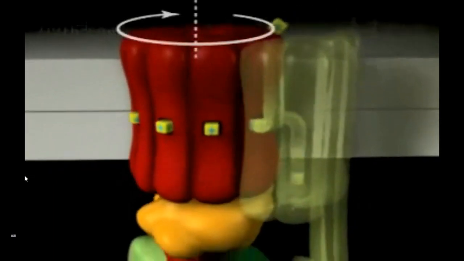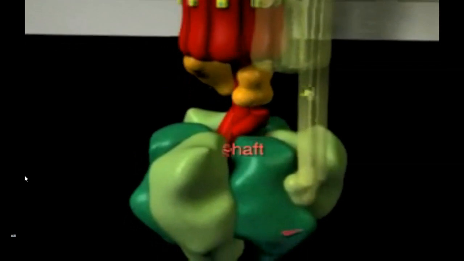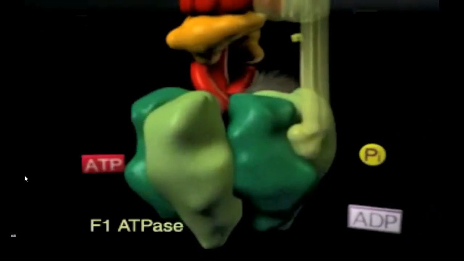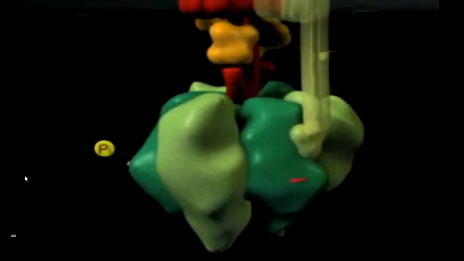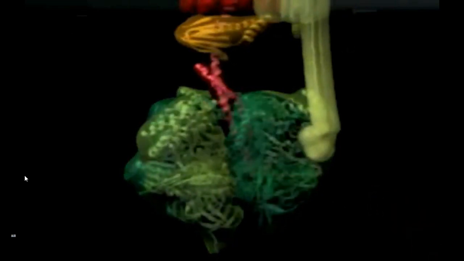In this way, the energy stored in the proton gradient is converted into mechanical rotational energy. The rotational energy is transmitted via a shaft attached to the rotor that penetrates deep into the center of the characteristic lollipop head, the F1 ATPase, which catalyzes the formation of ATP. The F1 ATPase portion of ATP synthase has been crystallized.